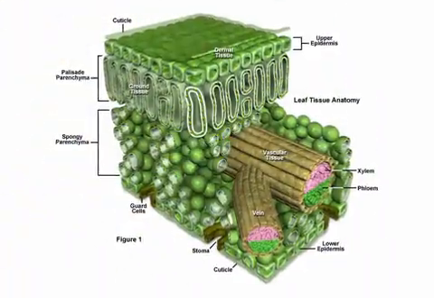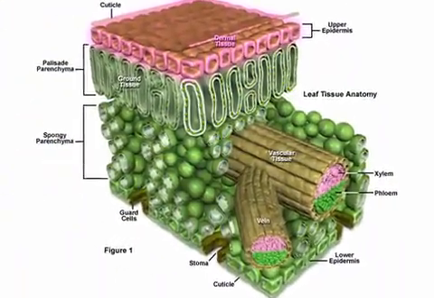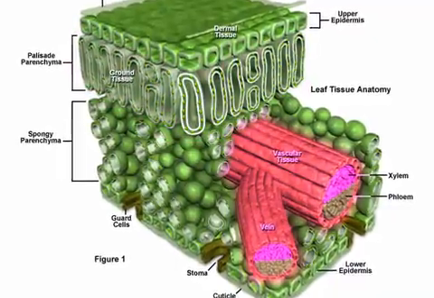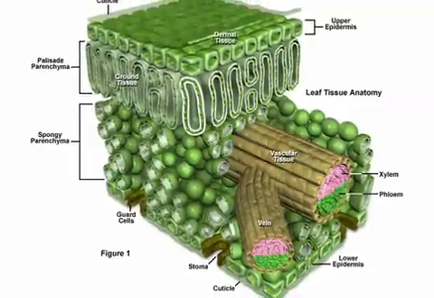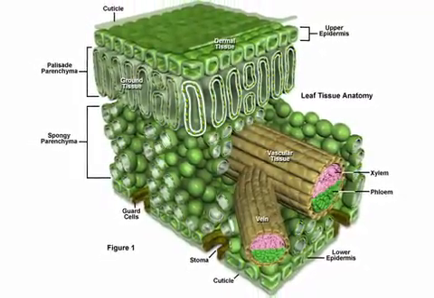Those tissue systems are the dermal, the ground, and the vascular tissue. These are continuous throughout the entire plant, and they all have different arrangements within each organ. So we're going to start by looking at the dermal tissue, because the dermal tissue makes up a big majority of the plant that we see, and also it's the part of the plant that we're most familiar with.